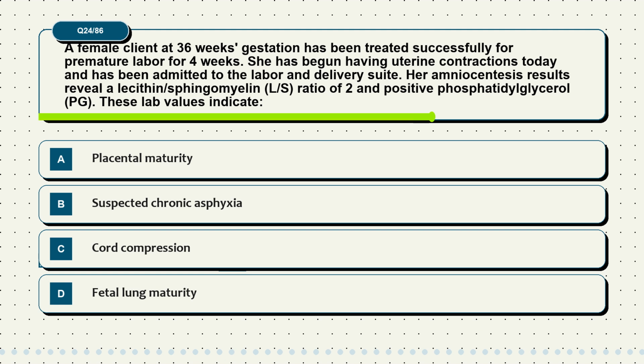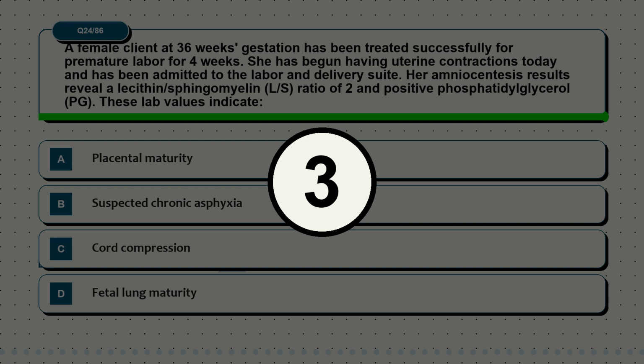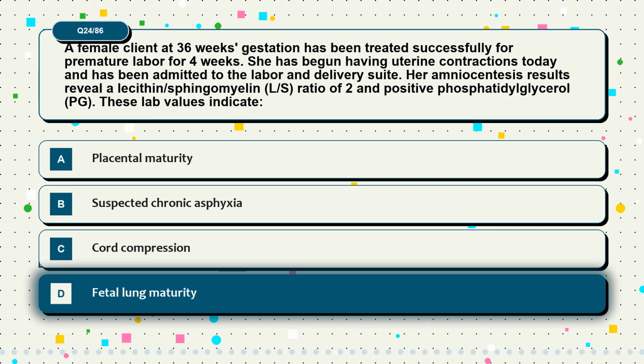Option A, placental maturity. Option B, suspected chronic asphyxia. Option C, cord compression. Option D, fetal lung maturity. The correct answer is option D, fetal lung maturity.